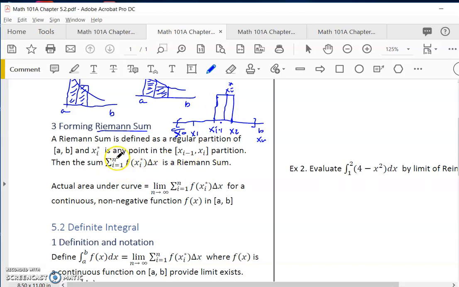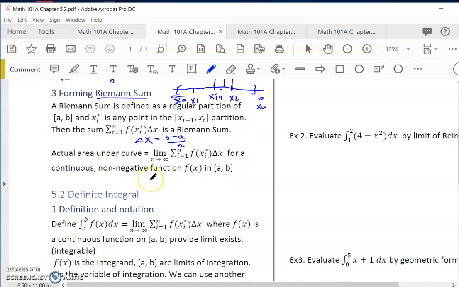Okay, you cut it into n pieces. And then what is delta x? You have to tell what delta x is. Delta x is b minus a over n. So this is really just talking about how you add all those f of xi together.